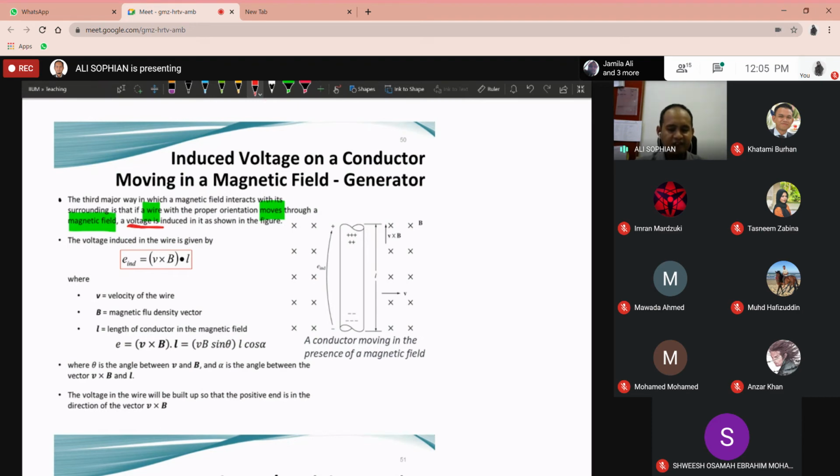You can achieve this in different ways. You can move the wire inside the magnetic field, or if the wire is stationary, you can move the magnetic field. Either you move the wire, or you move the magnetic field somehow.